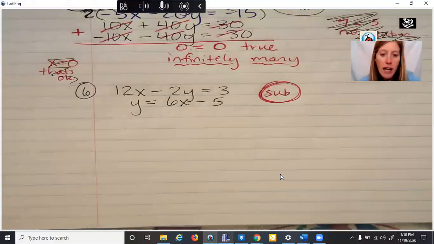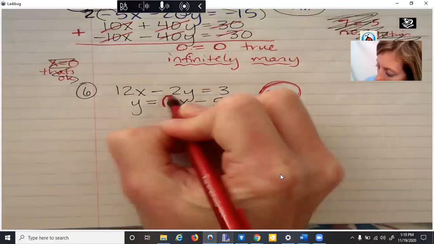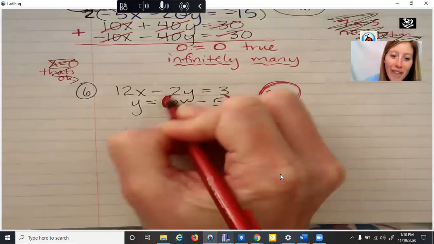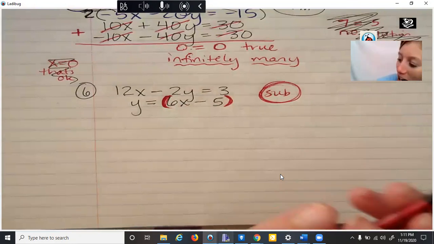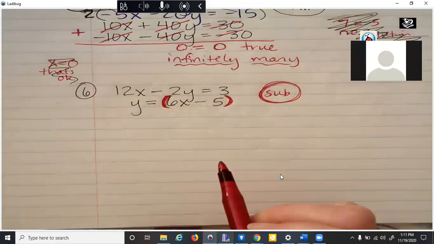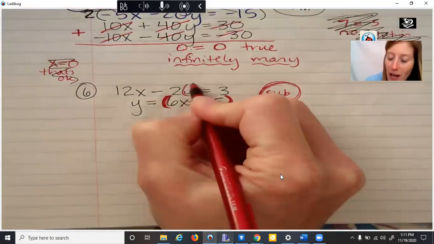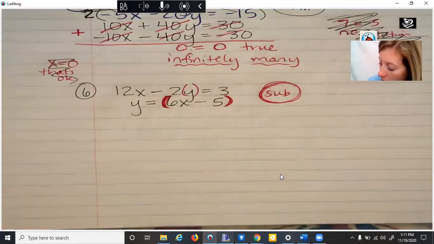Makes me really happy when y'all participate. Sierra, I'm going to take 6x minus 5, and I'm going to put it where? Where would I put 6x minus 5? Behind the -2. Very good. I'm going to put it in the y spot. Okay. AJ, tell me what I would write down to plug it in. What would I write down?